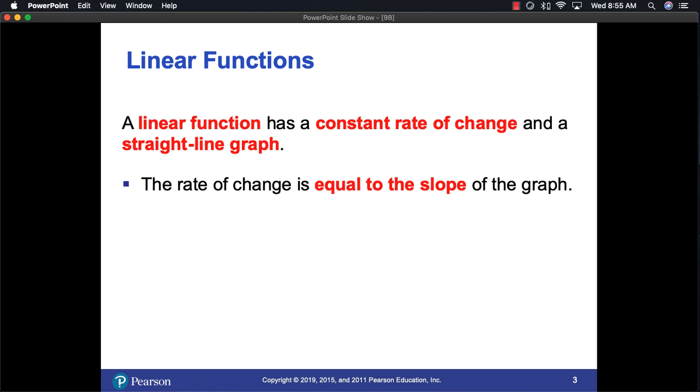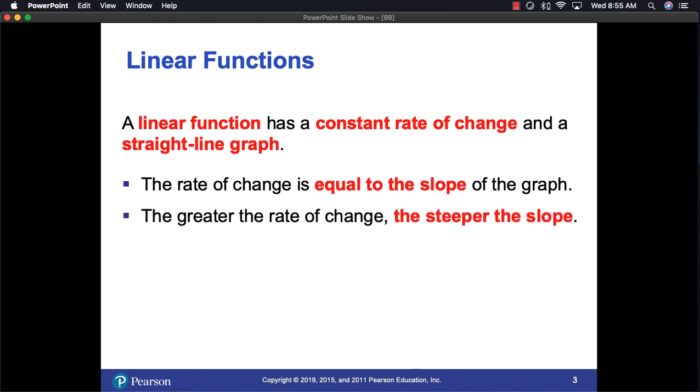Now, the rate of change is equal to the slope of the graph. And the slope, again, you probably have some experience with that, and we'll talk about slope in a moment. But the greater the rate, the steeper the slope becomes. Now, the rate could be in the positive direction, or it could be in the negative direction. But the point is that you could have a very high rate of change that is positive, or a very high rate of change that is negative. And the greater the rate of change, the steeper the slope becomes.